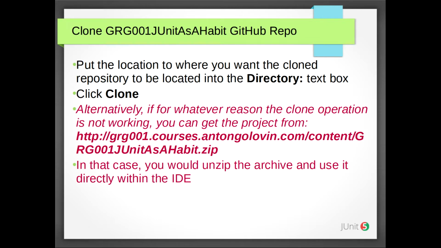Alternatively, if for whatever reason the clone operation is not working, you can get the project from grg-001.courses.entangolovin.com/content/grg001 JUnit as a habit.zip. In that case, you would unzip the archive and use it directly within the IDE. It already has the project file within the zip, and so you would go to File, Open, and basically open that file, and it would import the project.